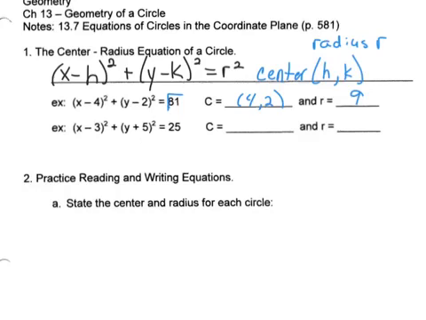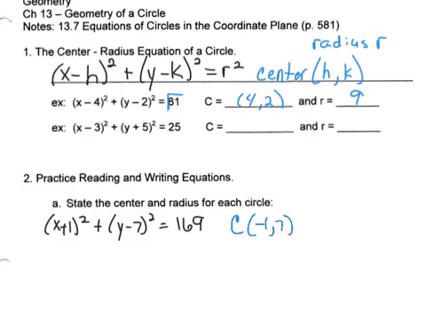I'll work a couple of examples here where you just state the center and the radius for each circle. In this example, I have x plus 1 quantity squared plus y minus 7 quantity squared is equal to 169. So the center is going to be negative 1, 7, because it's the opposite sign. And the radius is going to be the square root of 169, which is a perfect square, so my radius is 13.